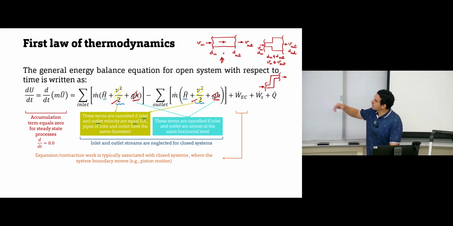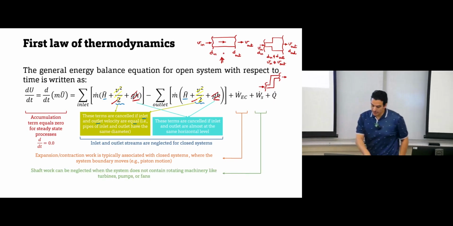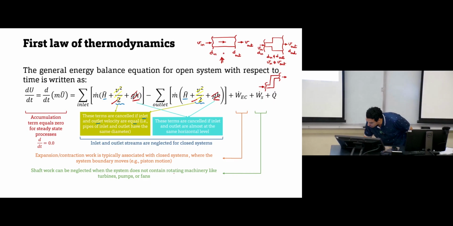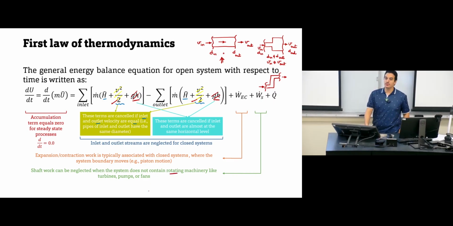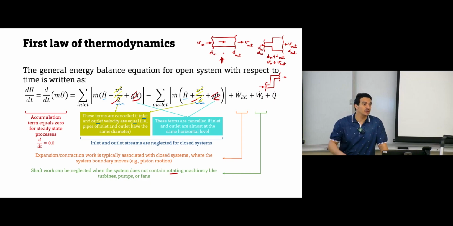Okay. Then we have work of expansion contraction. This one usually occurs for a closed system. This one you will have its value if you have a piston moving to cause expansion, to cause contraction. Shaft work will exist if you have any rotating machine. If the problem has a pump, fan, turbine, compressor, any rotating movement, the shaft work will exist.